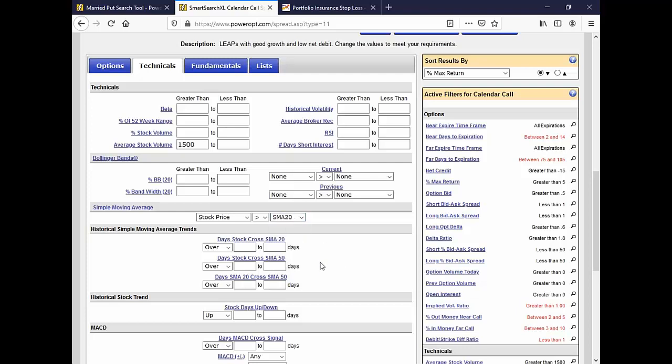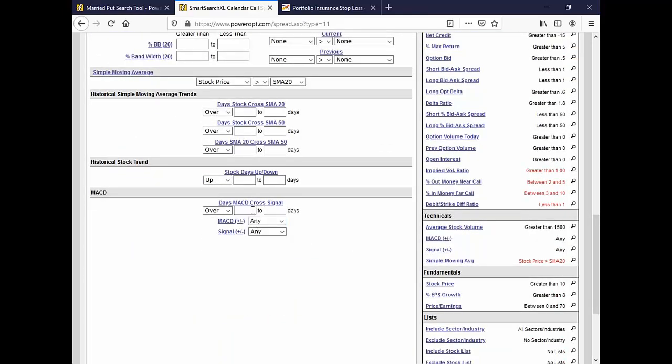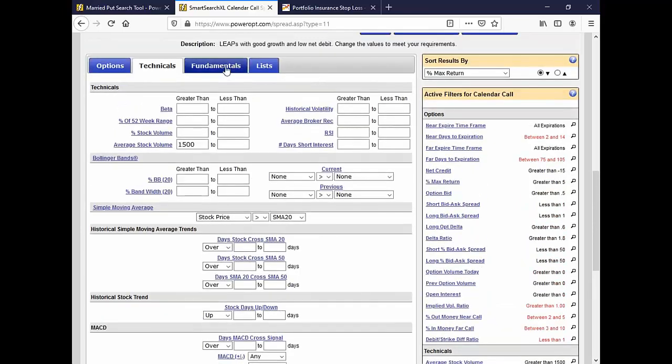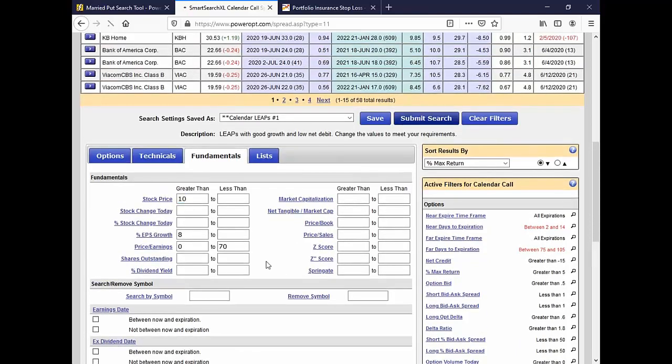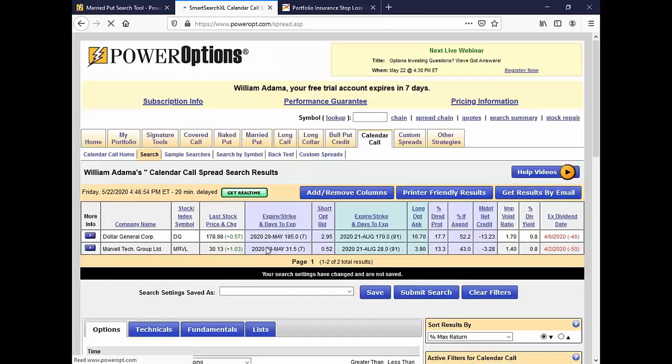So I'm a neutral bullish calendar call spread. I'm going to look for stocks that are trading above their 20-day moving average. Maybe I'll use a positive MACD cross signal as well. I could just look for some basics, earnings per share growth, a good relative PE ratio, stock prices $10 or more. If you wanted to look just for stocks that were $50 to $100, you plug that in as well. All right, now let's see if we've got any results. So go ahead and submit that search.